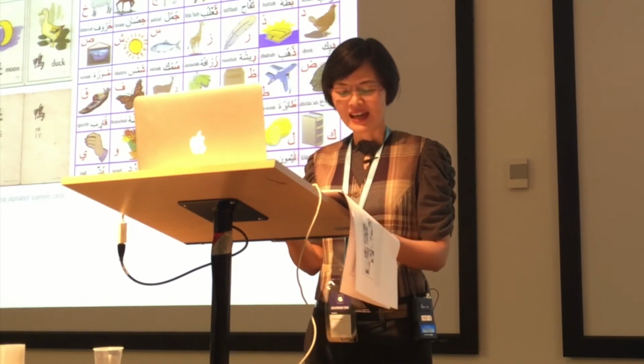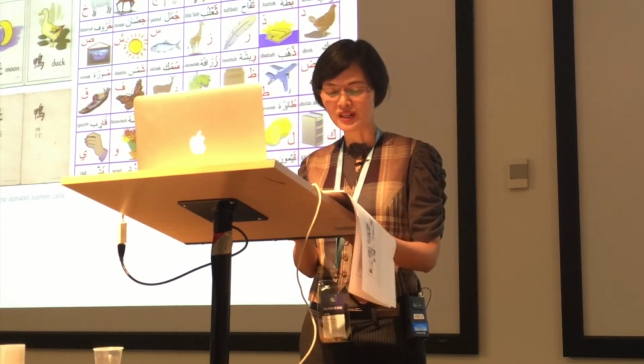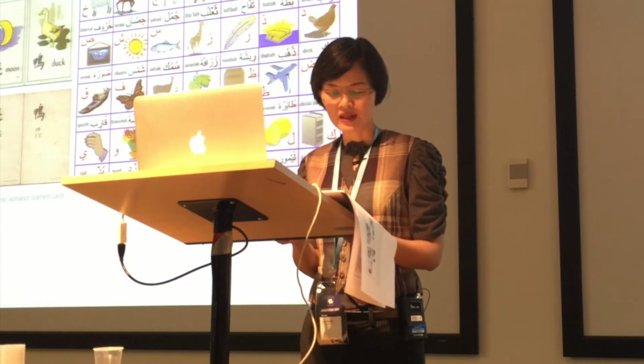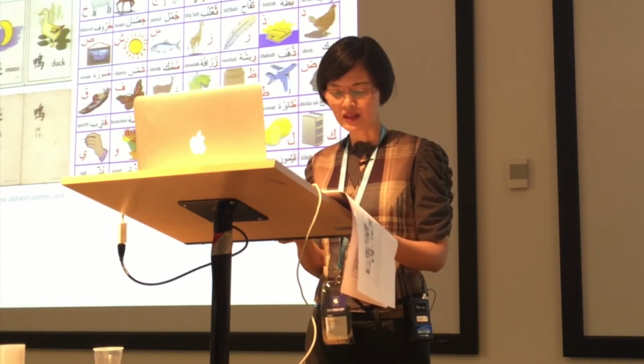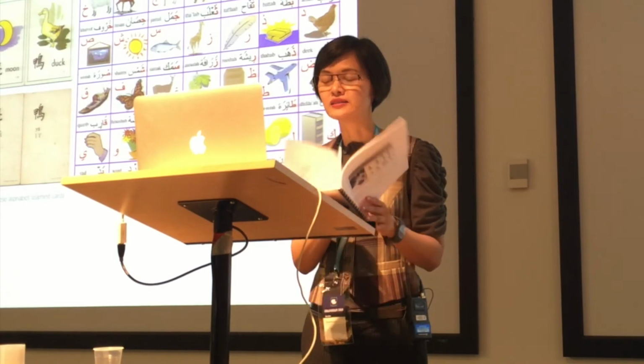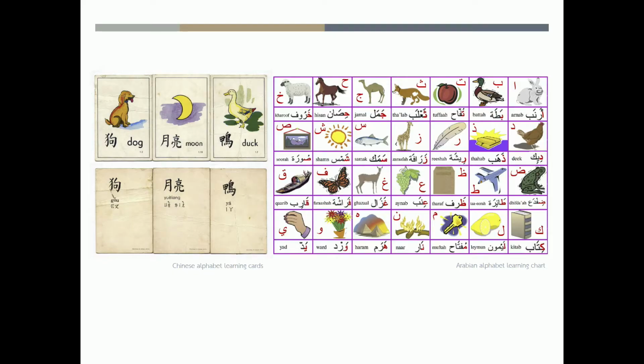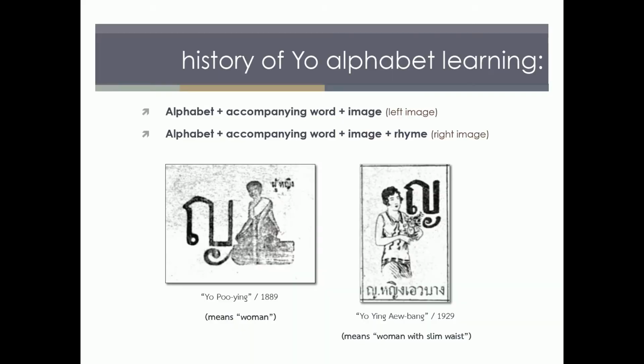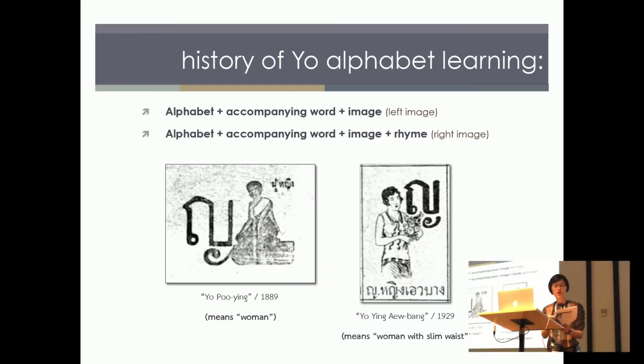And later, they recognize the alphabet as the form of verbal code. Lastly, the characters of the accompanying words and rhymes are learned. For the history of Yor Ying alphabet learning, the Yor Ying page, published in 1889, was the first primer that presented all 44 alphabets with accompanying words and illustrations. It was the first time that womanhood was attached to the Yor Ying alphabet.